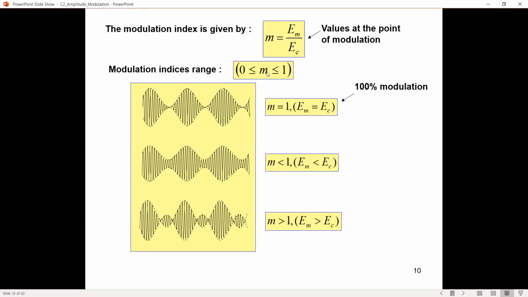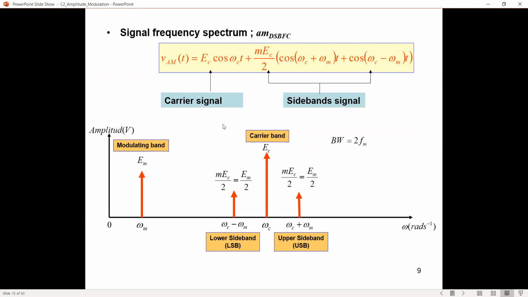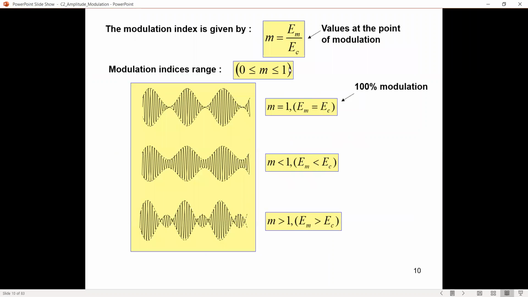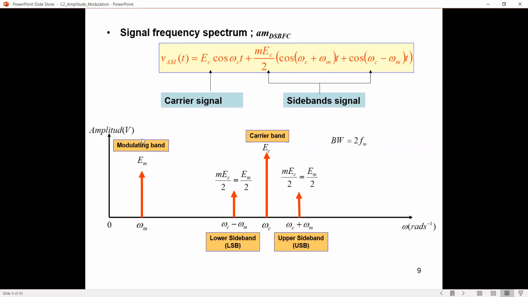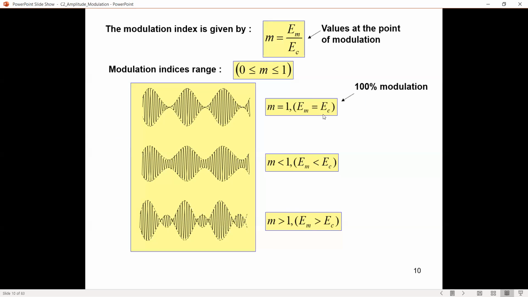So that is the spectrum. This is known as spectrum. It's amplitude versus frequency. And this is waveform. Waveform is the amplitude versus time.